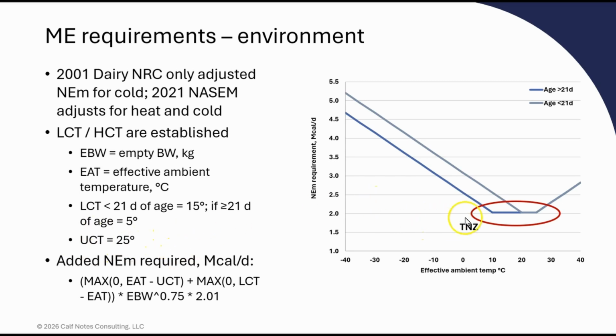When the temperature falls below the LCT or rises above the UCT, calves require additional energy. Nascalf applies an adjustment of 2.01 kilocalories per kilogram of empty body weight raised to the 0.7 power to each degree above or below the critical temperature. This additional energy requirement is added to the unadjusted net energy for maintenance, resulting in an adjusted net energy for maintenance and maintenance energy requirement.